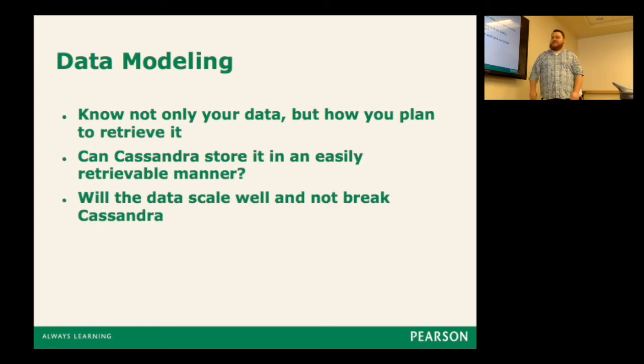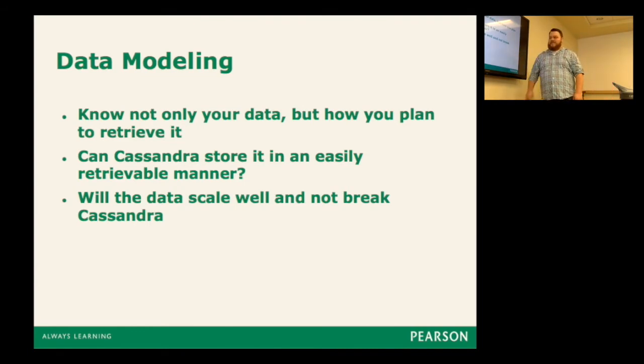You also need to make sure that Cassandra can store it in an easily retrievable manner. You don't want to try to store data that's not easy to retrieve. For instance, you've got some sort of broad thing like you want to do a lookup on, give me all the users that are male or female or whatever. Those kinds of lookups are a little bit harder on Cassandra because it scopes throughout the entire ring versus a single partition. So Cassandra has to do a lot more work.